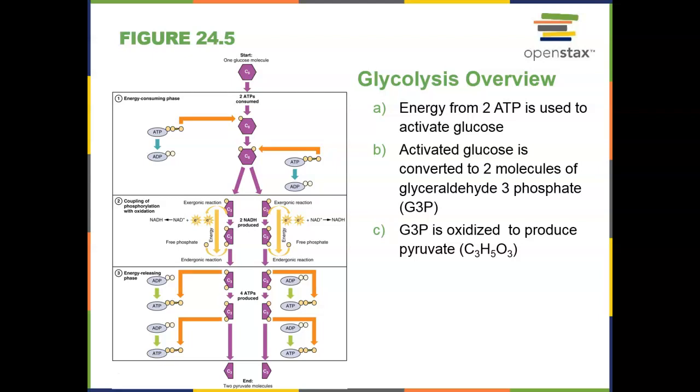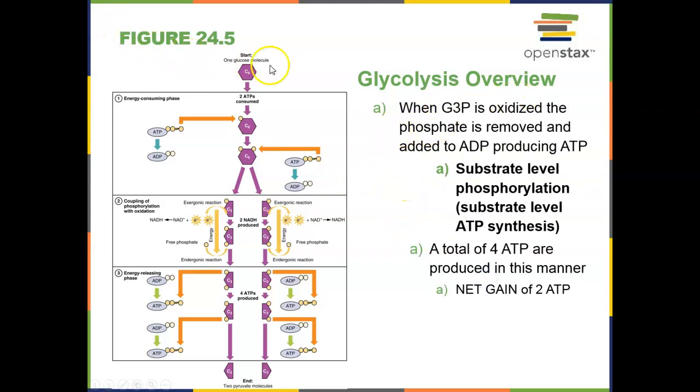And so to start the process, we activate the glucose in glycolysis. This is going to then convert the glucose into two molecules called glyceraldehyde 3-phosphate. These glyceraldehyde 3-phosphate are then oxidized, and then NAD is reduced, and we produce pyruvate as a byproduct.